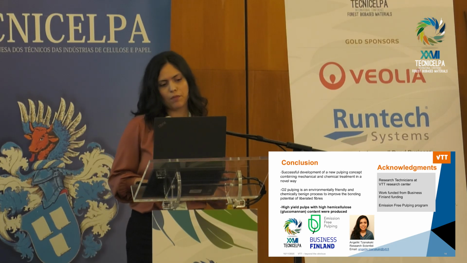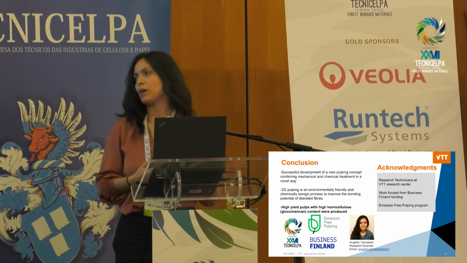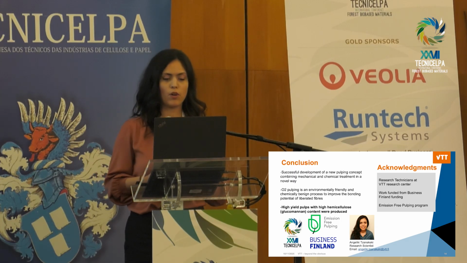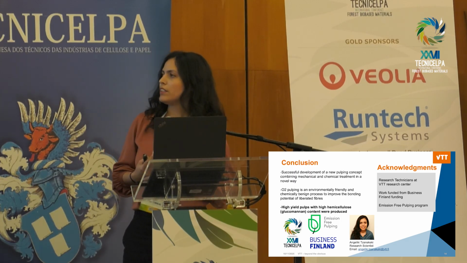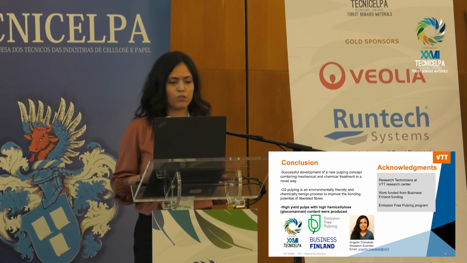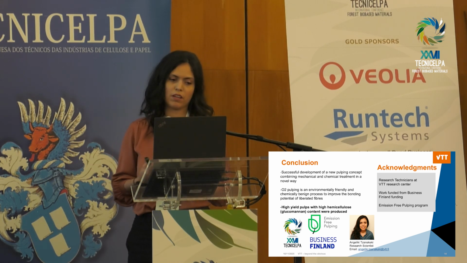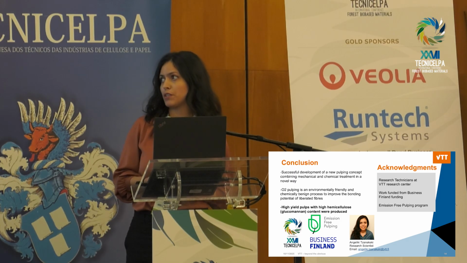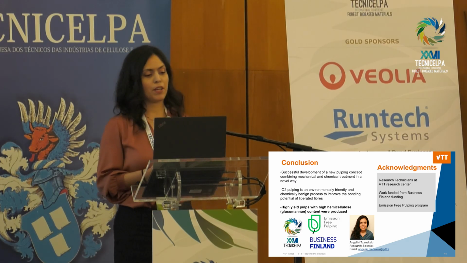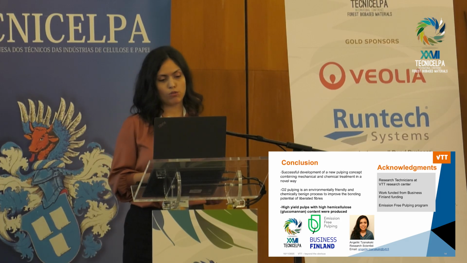In conclusion, we have developed a new pulping concept combining mechanical and chemical treatment in a novel way. We see that oxygen pulping is an environmentally friendly and chemically benign process that can improve the bonding potential of the liberated fibers, and then we can obtain high yield pulps with high hemicellulose content with that process.